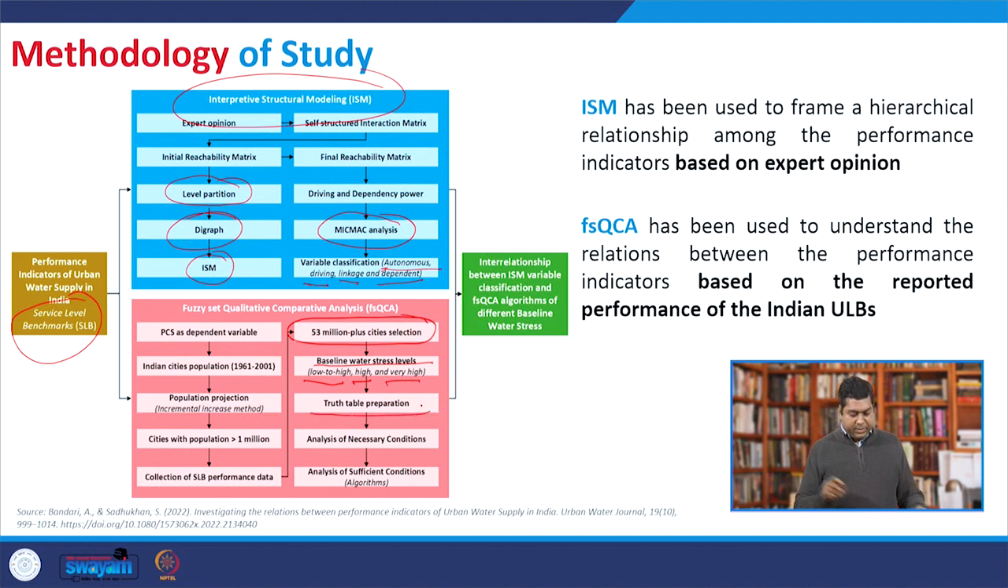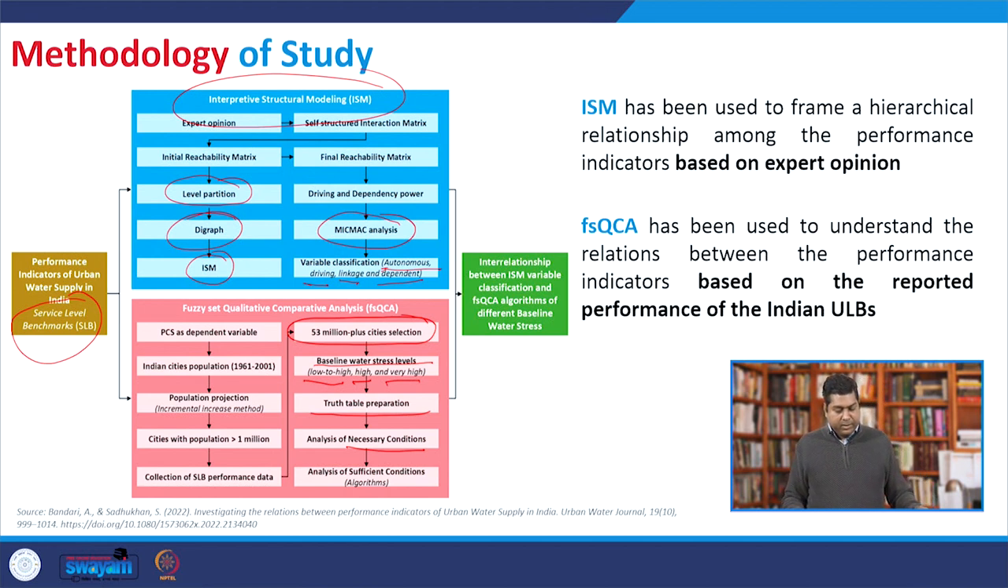Then we create the truth table preparation, then analysis of necessary conditions. So in this particular case, we have used the fuzzy set qualitative comparative analysis, FSQCA. In that case, we try to develop certain recipes, to use the technical term, which are different sets of necessary conditions, and then we analyze the sufficient conditions or different algorithms, those recipes which can act better to manage the water.